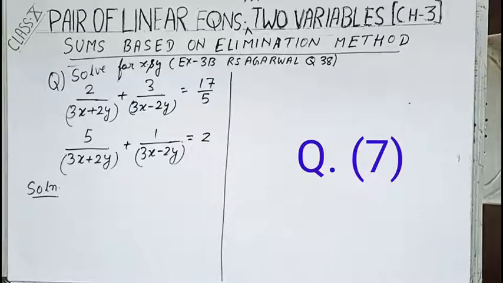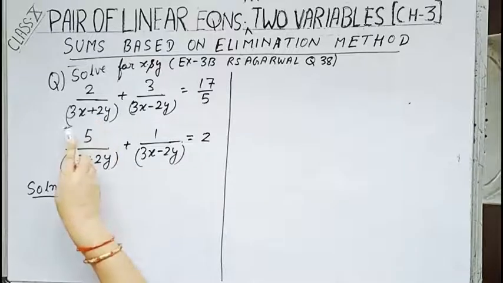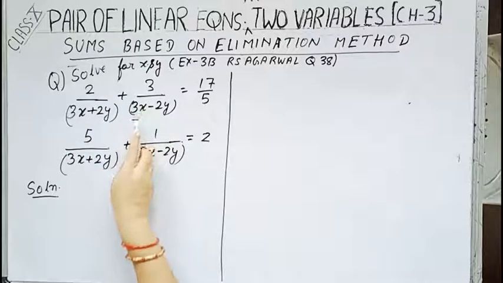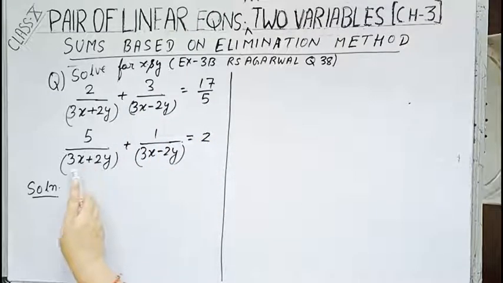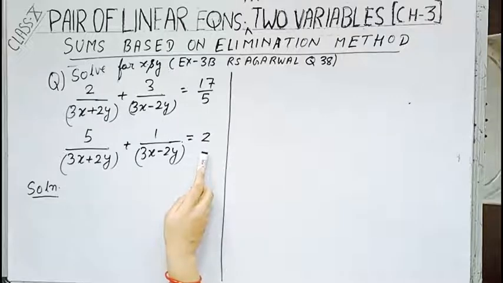The question is: solve for x and y, and the equations are 2 by (3x plus 2y) plus 3 by (3x minus 2y) equals 17 by 5, and 5 by (3x plus 2y) plus 1 by (3x minus 2y) equals 2.